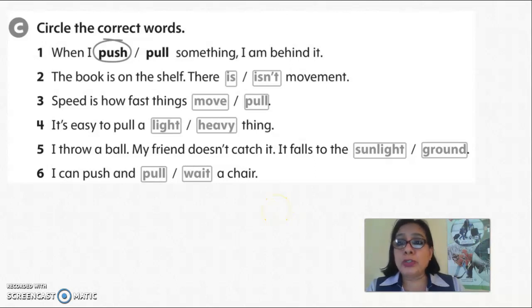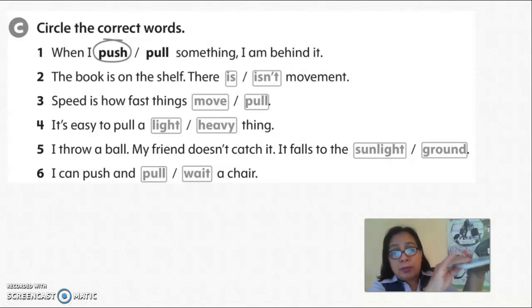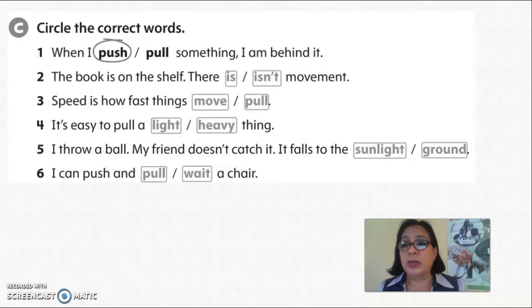In exercise C, it says, circle the correct words. When I push or pull something, I'm behind it. So the answer is circle, push. Number 2, the book is on the shelf. There is or there isn't movement. If the book is on the shelf, imagine this is a shelf. Is the book moving? Circle the correct answer. Number 3, speed is how fast things move or pull. Number 4, it's easy to pull a light or a heavy thing.